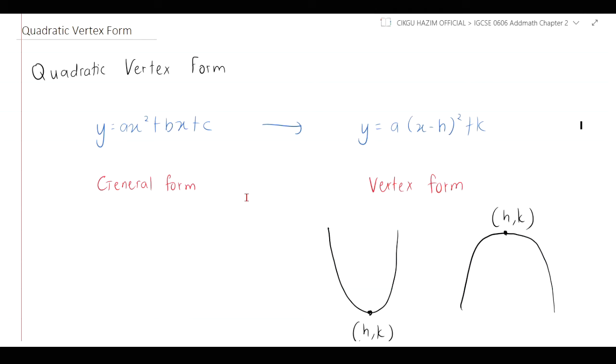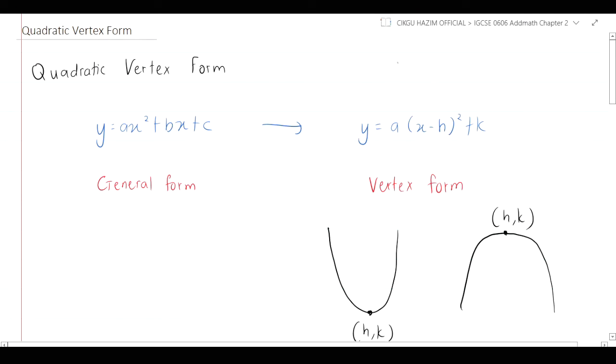Before I explain completing the square, you need to understand the vertex form. We can write our quadratic in general form, ax squared plus bx plus c, where we can know our a, our b, and our c. But we can also write our quadratic in vertex form. What is the vertex form? Vertex form is y equals a bracket x minus h close bracket squared plus k.